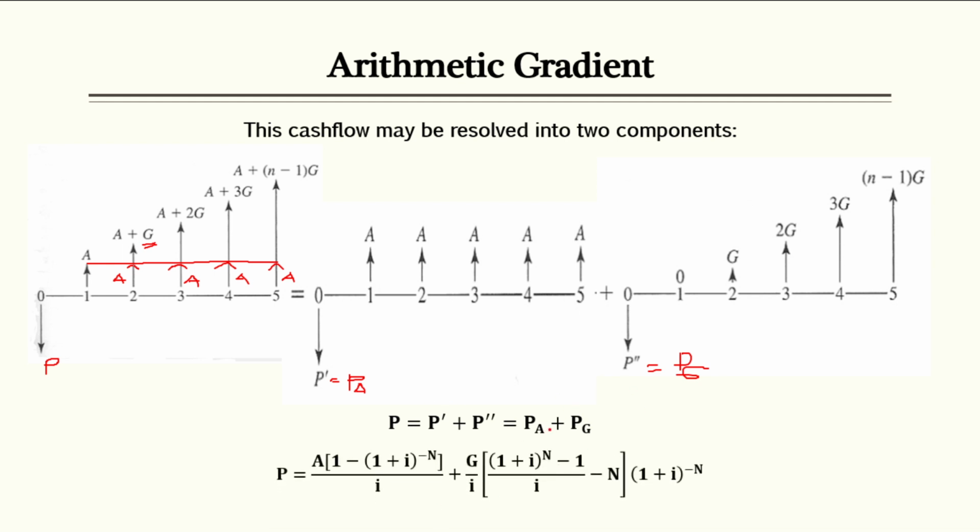Where alam naman natin ang formula ng ordinary annuity ay A times 1 minus (1 plus I) raised to negative N over I. Then, yung gradient natin, ito lang yung madadagdag na formula. So, G over I, times ((1 plus I) raised to N minus 1 over I minus N) times (1 plus I) raised to negative N. Okay? So, ito yung formula ng ordinary annuity kung matatandaan. Then, ito yung formula ng gradient, yung nadagdag sa lesson natin ngayon.